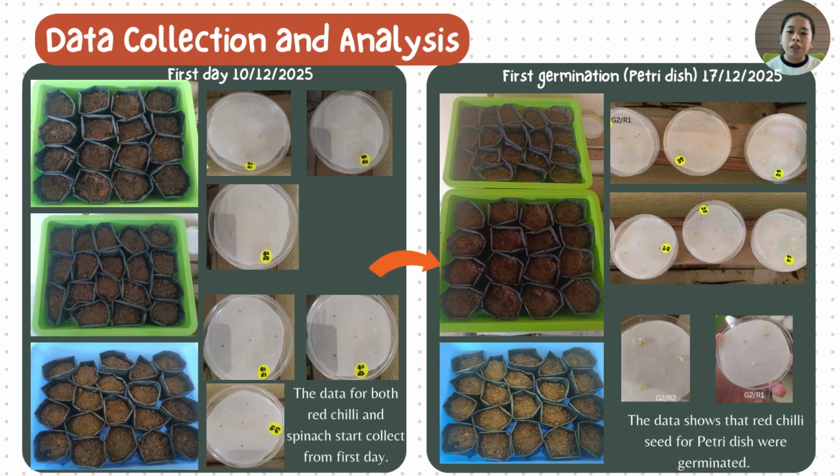The left hand side shows the first day of data collection for the seed germination. The data for both red chili and spinach started being collected on the first day. The right hand side is the first germination for the petri dish on 12/17, 2025, and it shows that the red chili in the petri dish started germinating, for example G2R1 and G2R2.